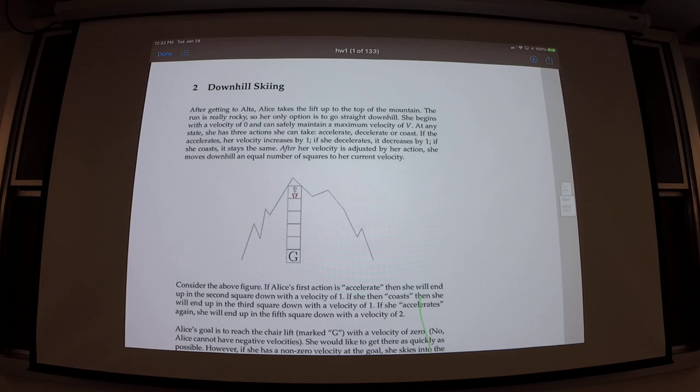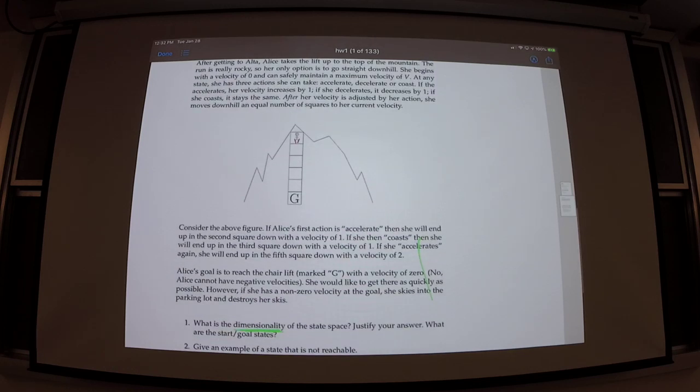Okay, so we've defined the goal for you, kind of. Alice's goal is to reach the bottom and have a velocity of 0 at some point along the way. So you can't go back up the mountain. She wants to get there as quickly as possible. But if she ends her turn in the goal with a non-zero velocity, she's going to end up in the parking lot, and that's going to be bad times.